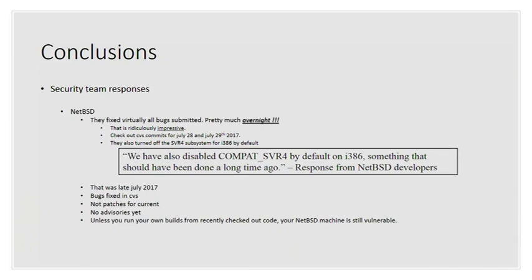Absolutely nothing. Bugs are fixed in CVS. There are no patches for current. There are no advisories. What this effectively means is if you're running NetBSD today, all 60 bugs are there, and you can go to their CVS and see exactly what the bug is. So I wish they had followed up with some patches and advisories. It started off really, really well, and then they kind of dropped the ball.